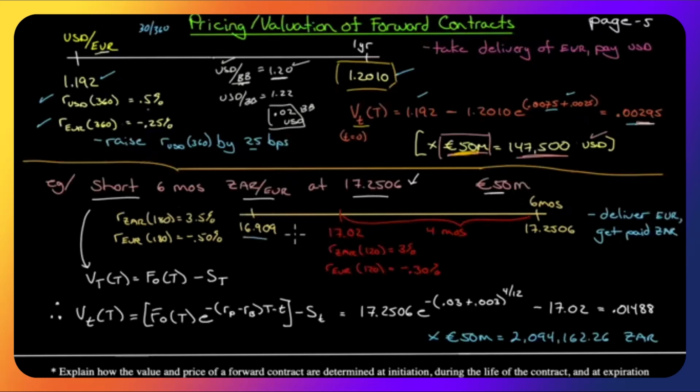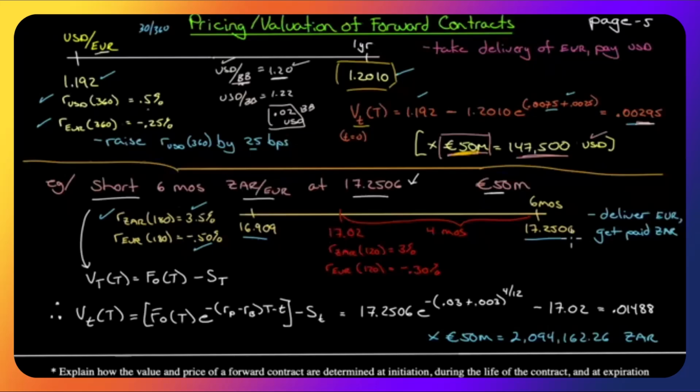We observe a spot price on day 0, 16.909. The South African 6-month interest rate, because it's for 6 months, 180 days, is 3.5%. For the euro area, it's negative 0.5%. So we end up with a forward price of 17.2506.